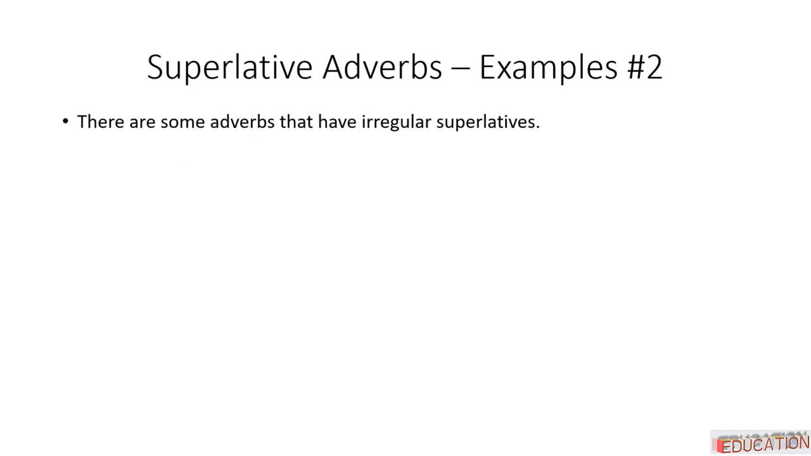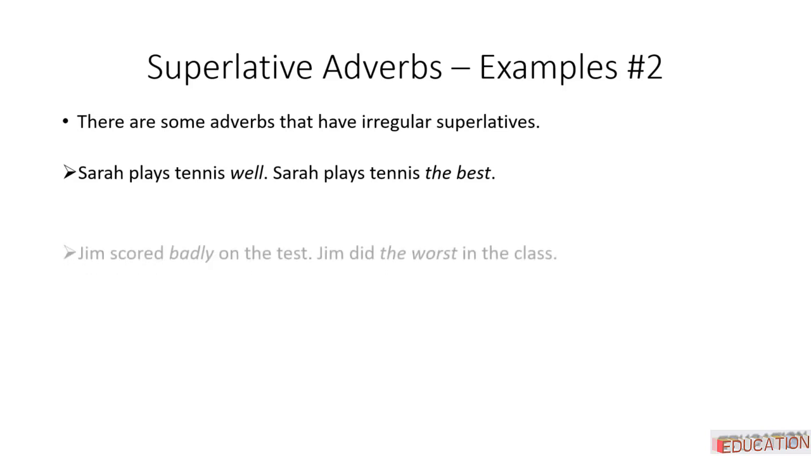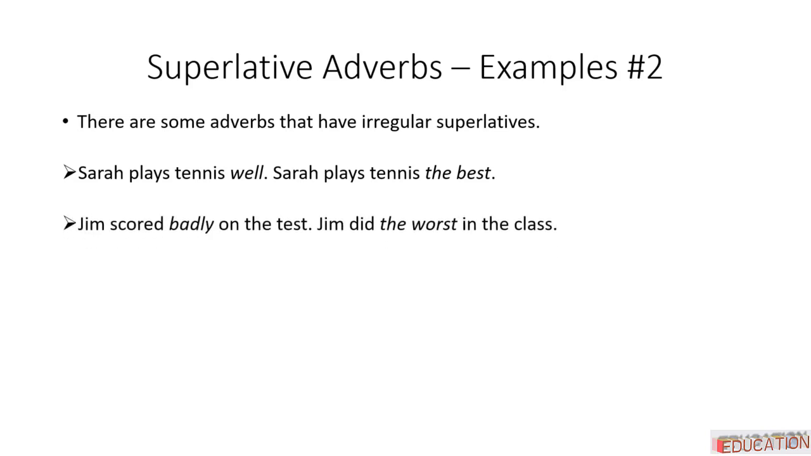And of course, it's English, so there are lots of irregularities. So Sarah plays tennis well. Sarah plays tennis the best. So the superlative of well is best. Jim scored badly on the test. Jim did the worst in the class. So the superlative of badly is worst.